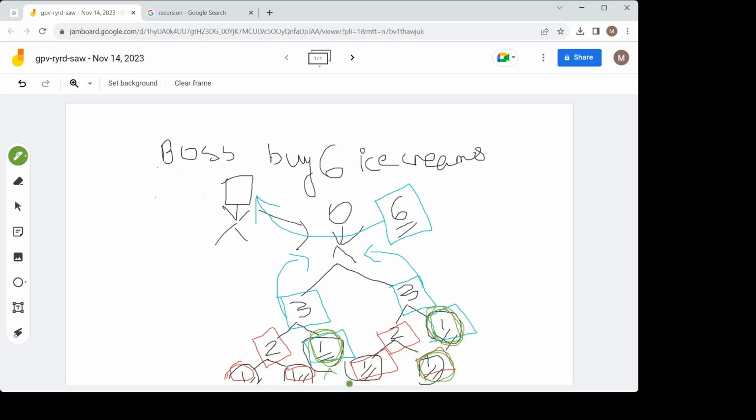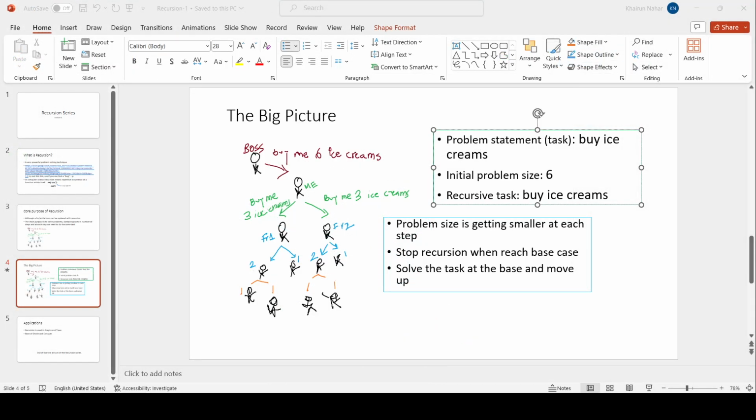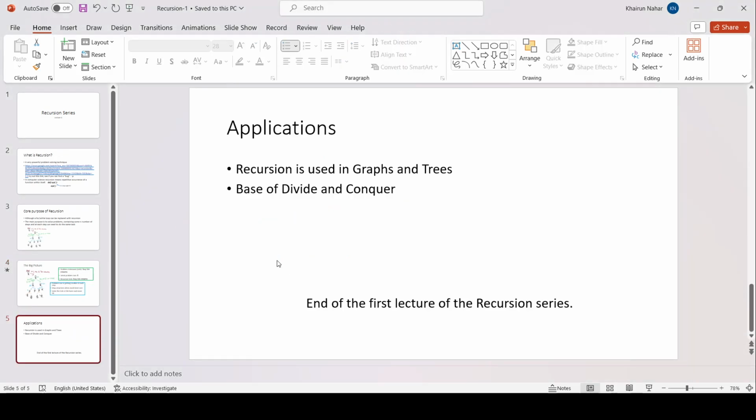Okay, so let us go back to the slide. Recursion is used in graphs and trees, something we will cover later in the course. And recursion is the base of divide and conquer.